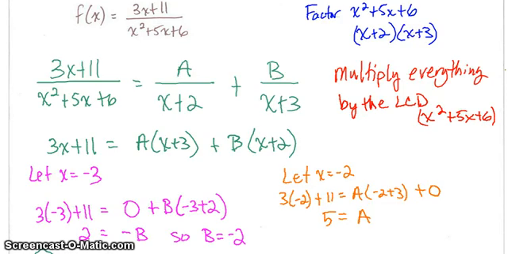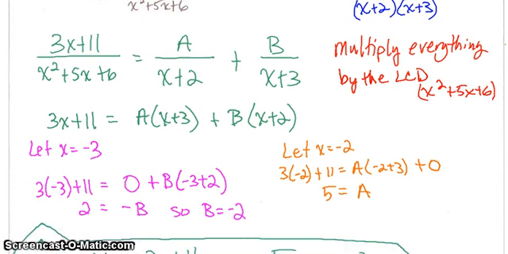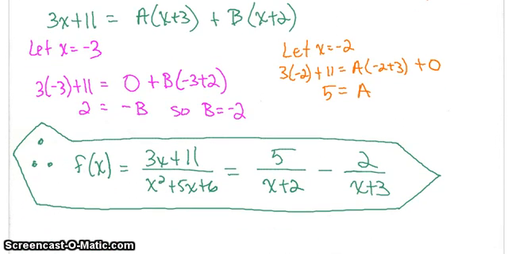Alright, so first we're going to factor our denominator. Then we're going to rewrite with a and b since we have two factors. Then we're going to multiply everything by our LCD, which is x squared plus 5x plus 6, or in factored form, x plus 2 times x plus 3. Then we're going to let our x values be negative 3 and negative 2 so that we can cancel out and get zeros so that we can find our a and b values.